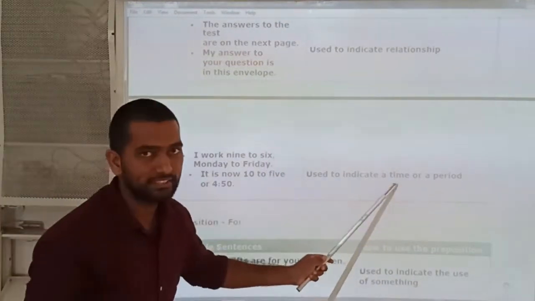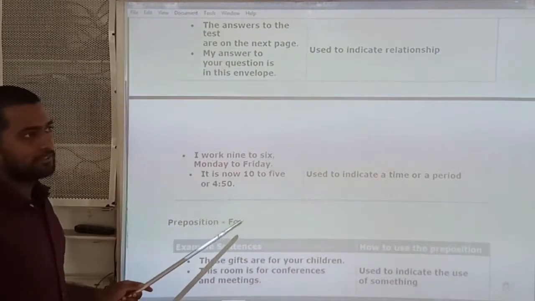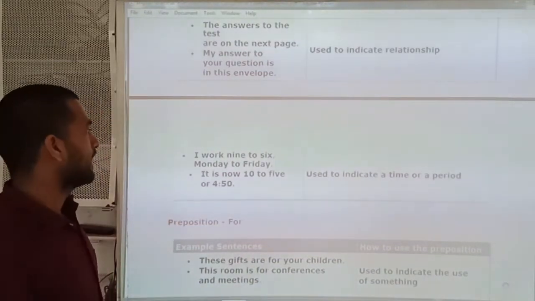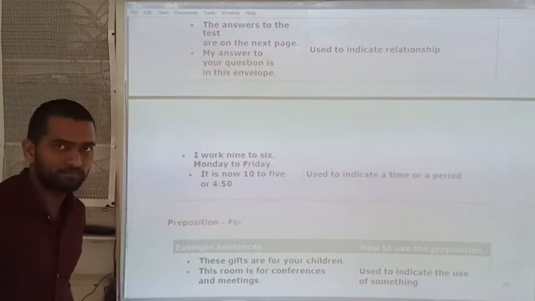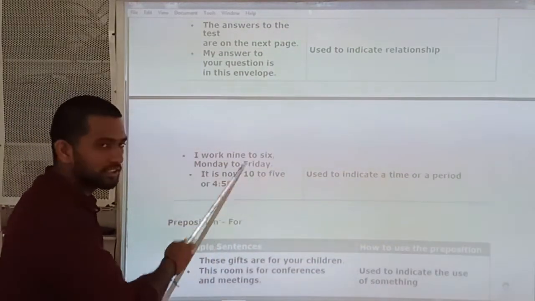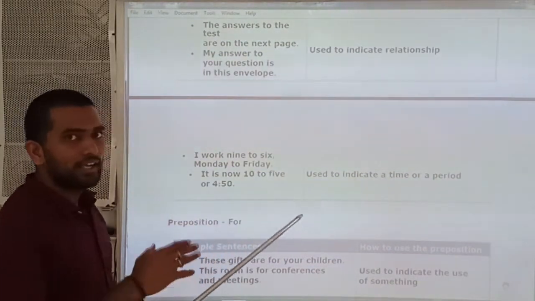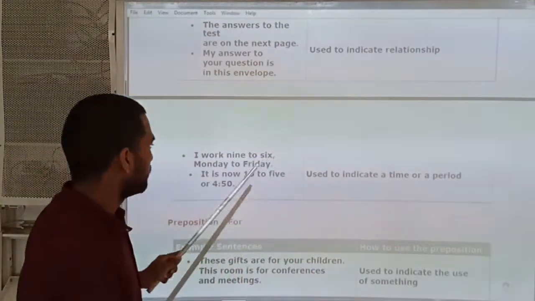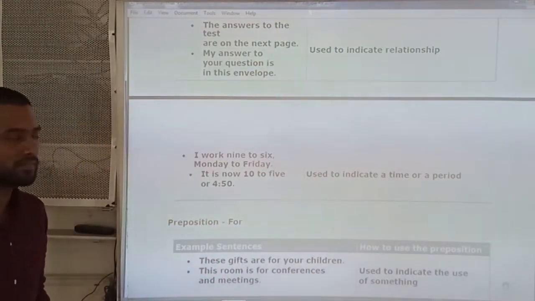And what about this time? Time means if I ask someone what is the time now, he will say it is now 10 to 5. Here to is used, yes or no? So when we are indicating a time, we use the preposition to.